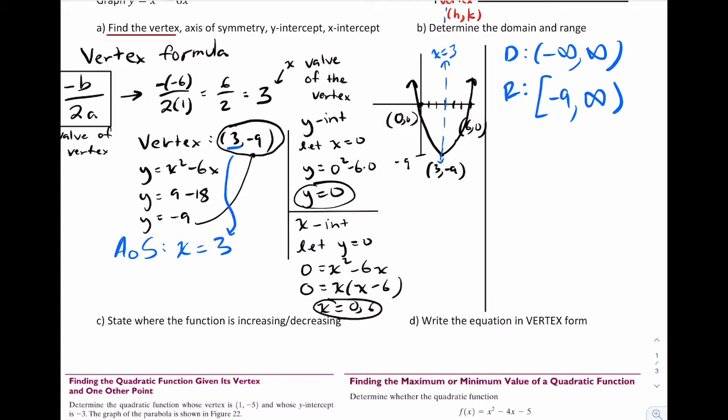Recall this is interval notation. That should be familiar from your Algebra 2A class. Remember, parentheses mean non-inclusive, and brackets mean inclusive.